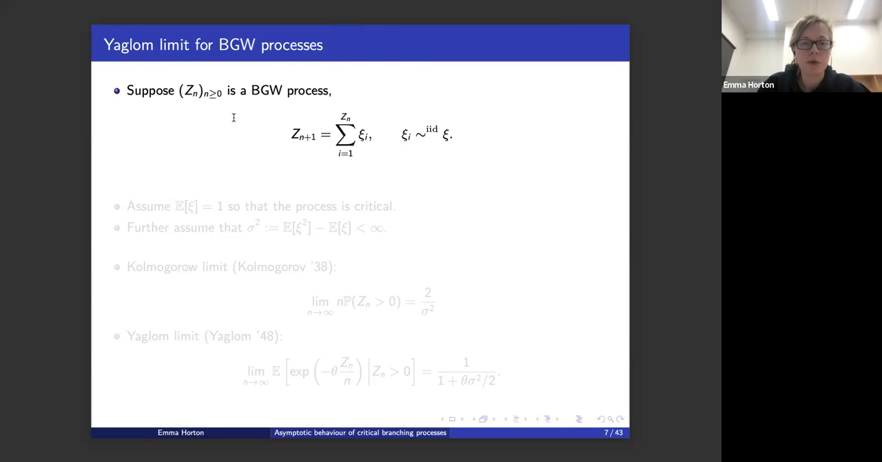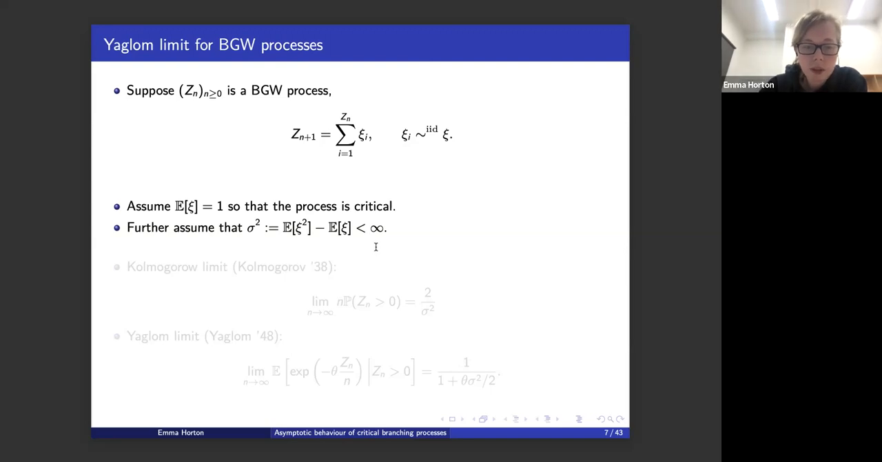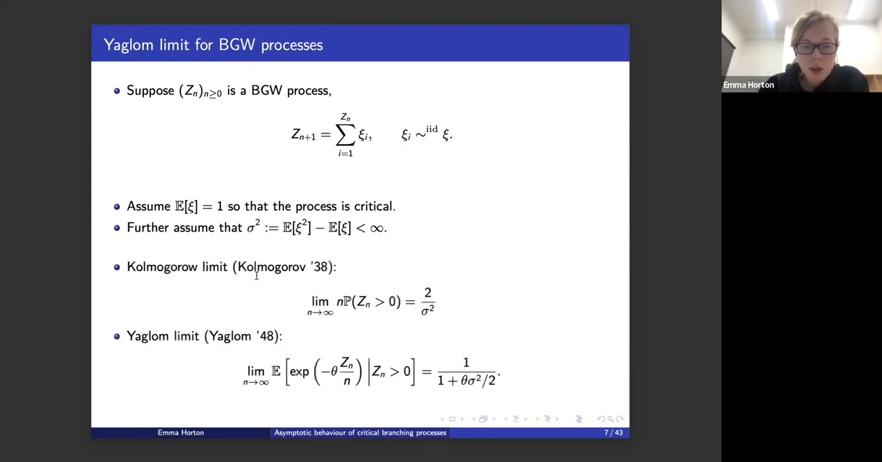So suppose we start off with a binomial Galton-Watson process. And we're going to assume that the process is critical, so that the expectation of the offspring distribution is equal to one, and its variance is finite. And I'm using a sigma squared term here. Then the Kolmogorov limit states that asymptotically, the survival probability behaves like a constant over n. And this constant depends on the variance of the offspring distribution.